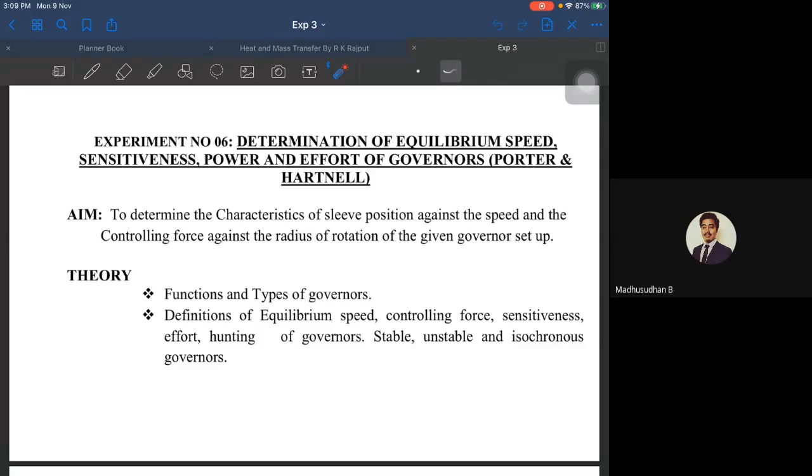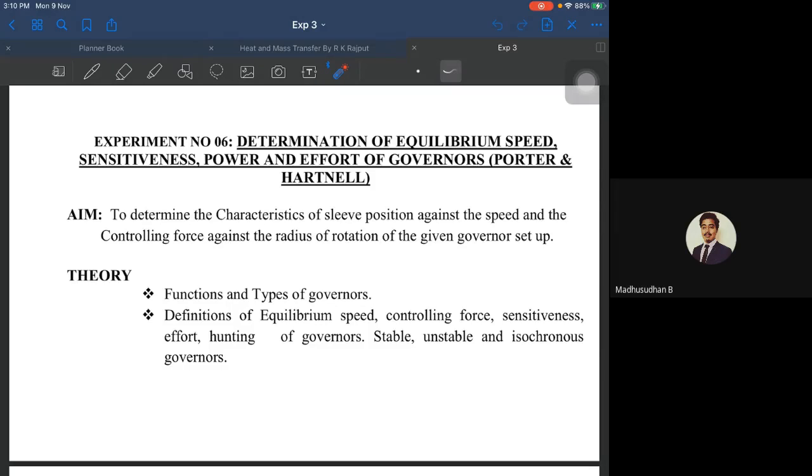The governor automatically cuts down the fuel entering the cylinder, thereby controlling the speed of the vehicle. So it regulates the flow of fuel inside the cylinder, taking into account the speed at which the vehicle is moving on the road. This is obtained because of centrifugal forces, and we shall see how a governor works in this experiment.